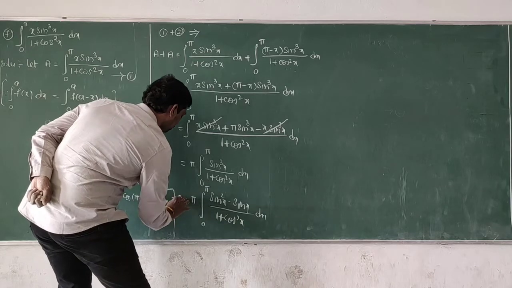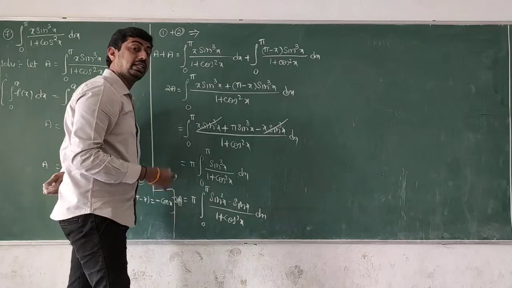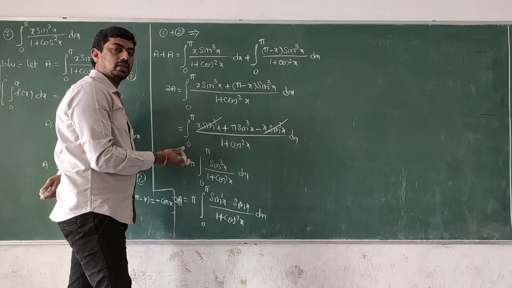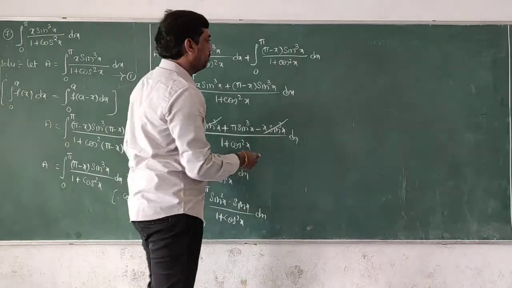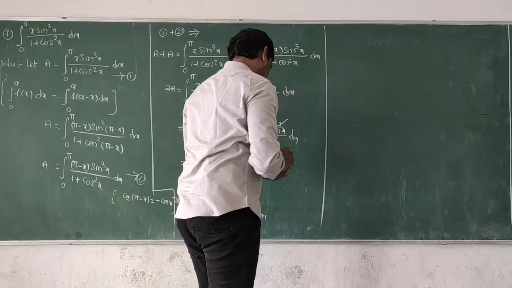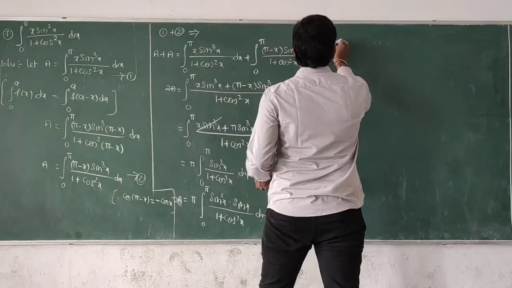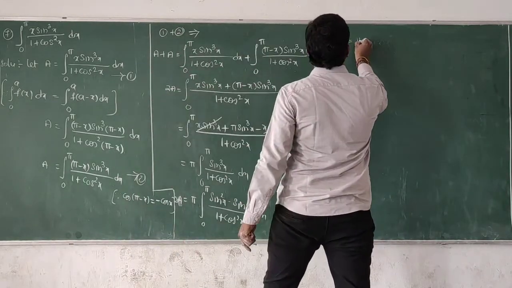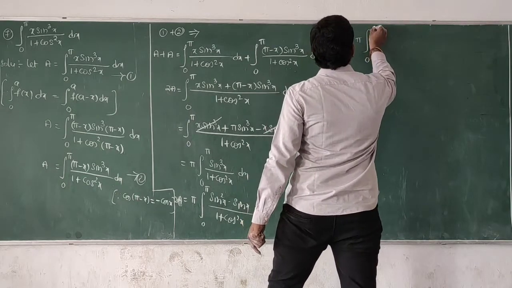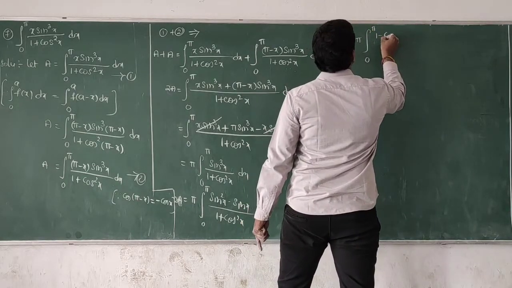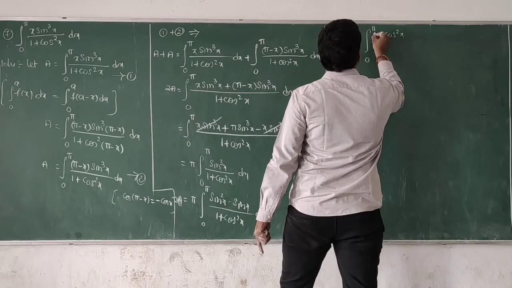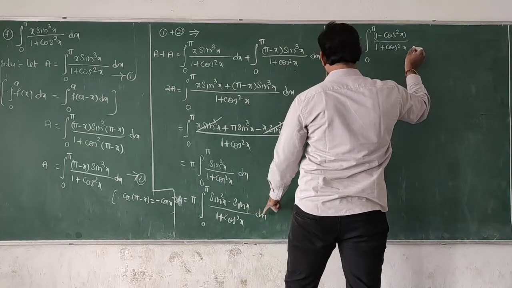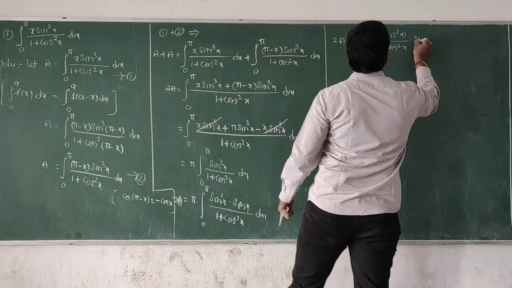Okay. 2A. Now sin square x in terms of cos square x: sin square theta plus cos square theta equal 1 now. From that, sin square theta equal 1 minus cos square theta. That's why 2A equal to pi into integration 0 to pi. This sin square x can be written as 1 minus cos square x. Okay. By 1 plus cos square x. Here remaining is sin x into dx.